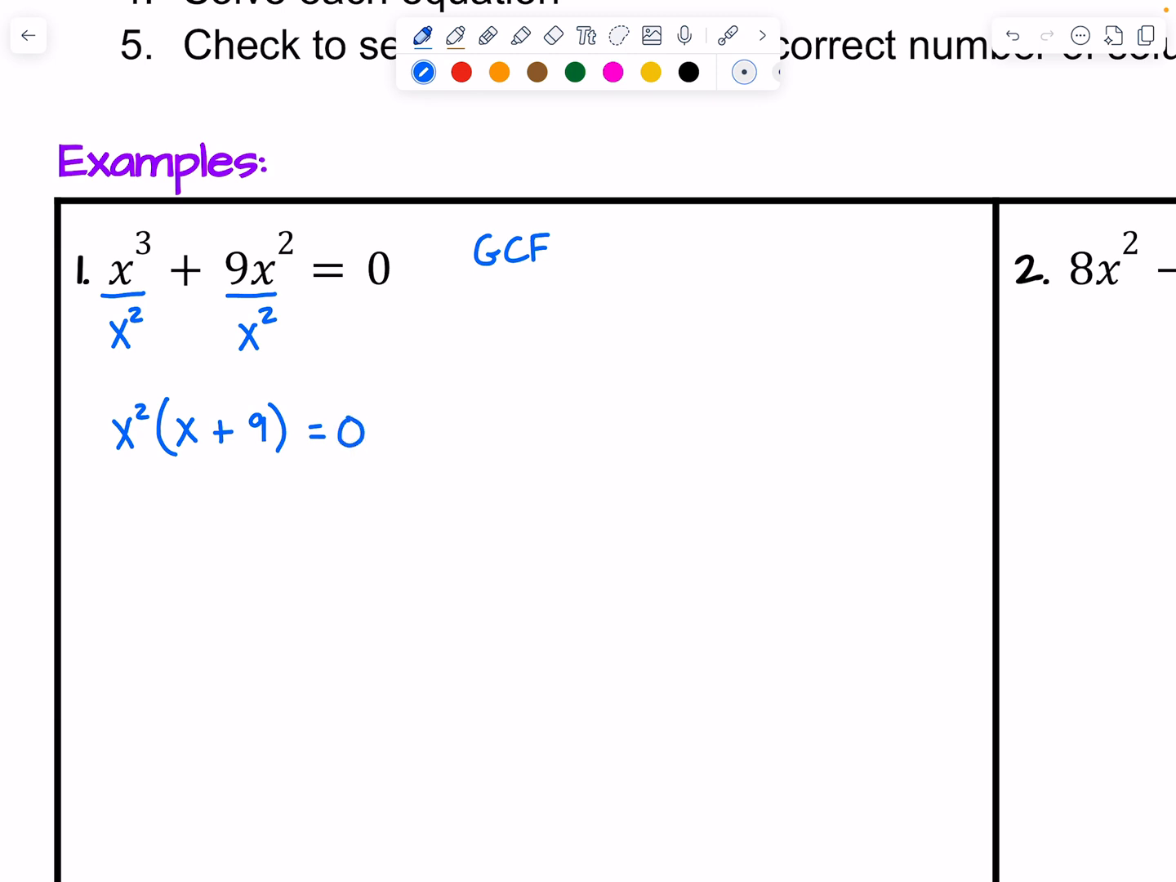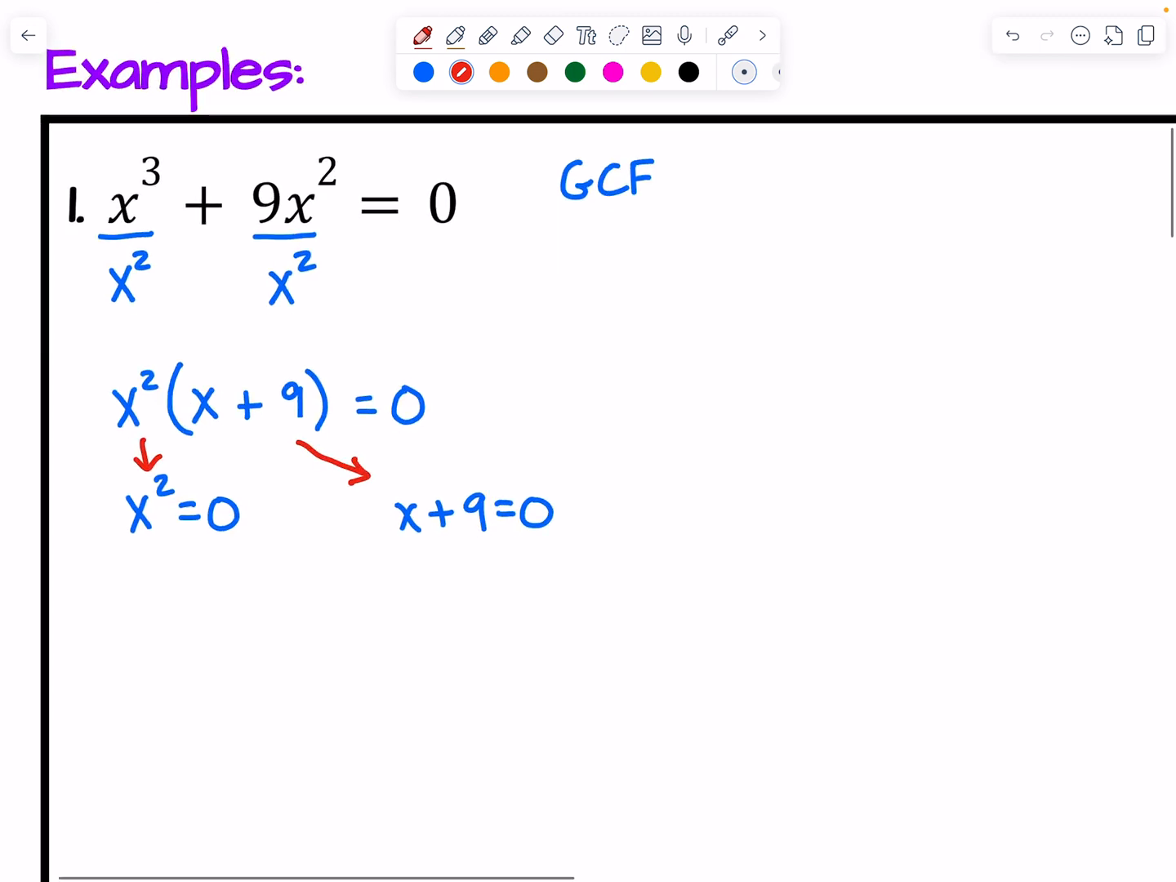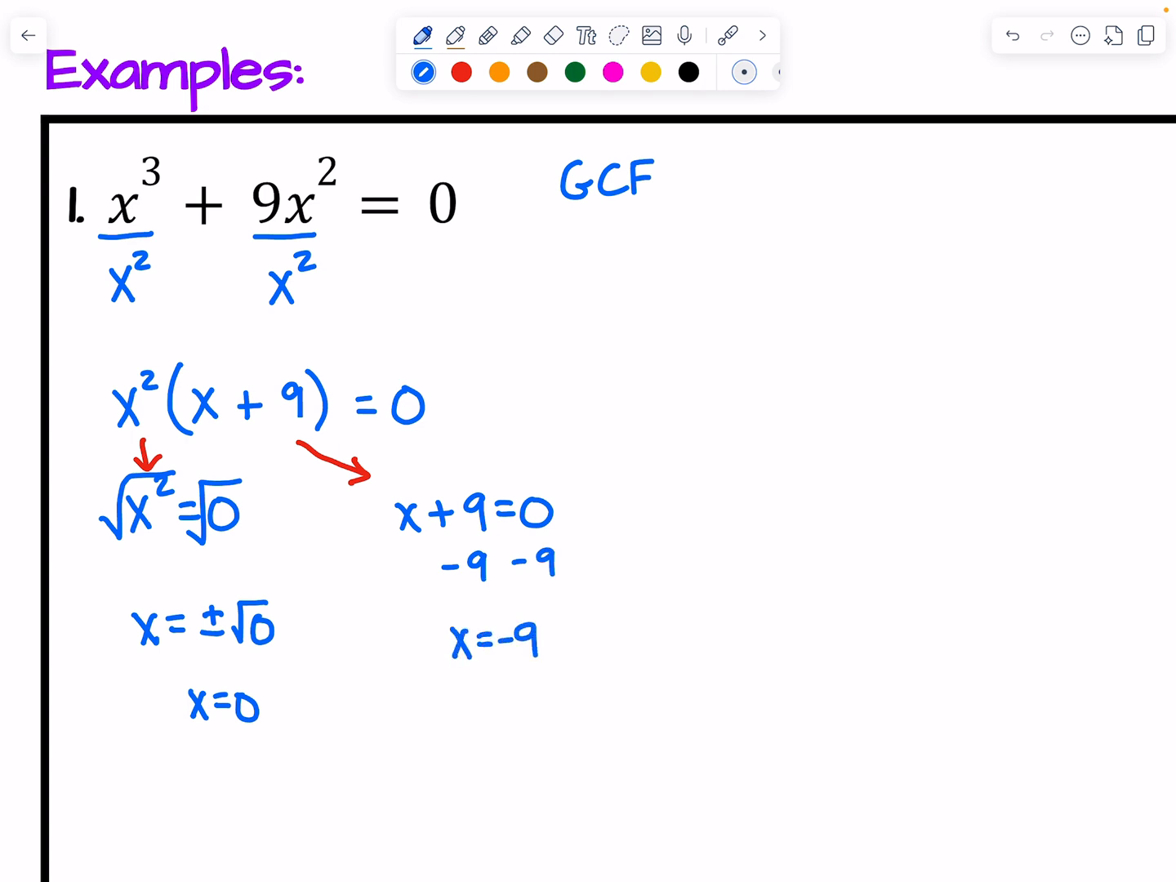So then you want to set each factor equal to 0 and solve. So I would say x squared equals 0 and x plus 9 equals 0 are my two little equations that I get after I factored it out. And then I just have to solve each one. So if I take the square root of both sides, I just get x equals plus or minus the square root of 0, which is just 0. And then I would subtract 9 on this other equation, and I get x equals negative 9.